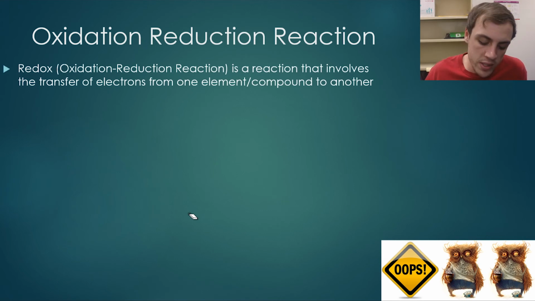Okay? So I'm going to explain what redox is and how to solve a redox reaction that will make you get it correct 100% of the time. So the first thing is obviously looking at redox. Redox is a reaction that involves the transfer of electrons from one element or compound to another.